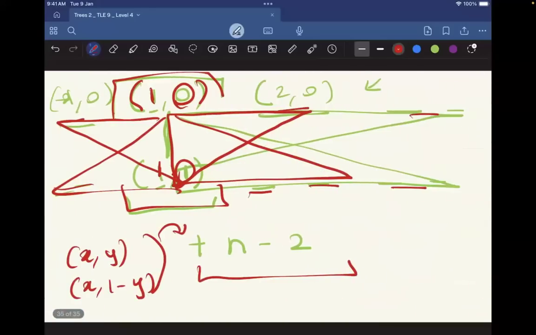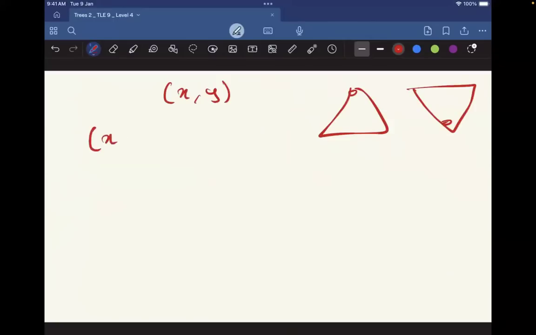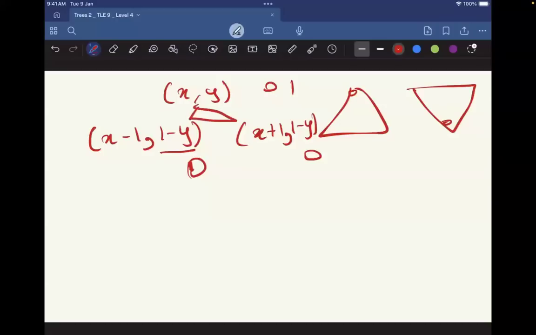So for a point x comma y, if it is the midpoint or this point or this point, I just need to check if x minus 1, 1 minus y and x plus 1, 1 minus y exist or not. Why am I doing 1 minus y? Because if it is 0, it will become 1. If it is 1, it will become 0. Yes or no? These are the only 3 points I need to check if they exist in my points. And if they do, I will do answer plus equal to 1, because I can make one such triangle.